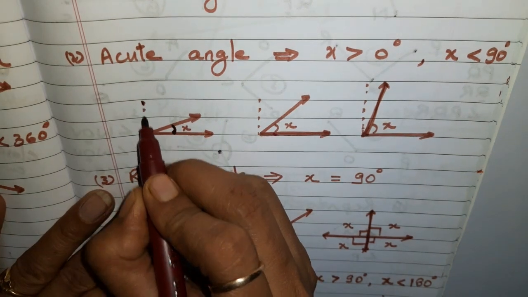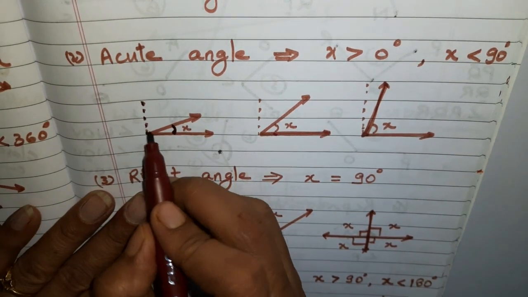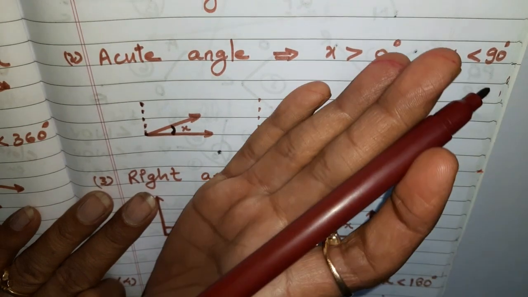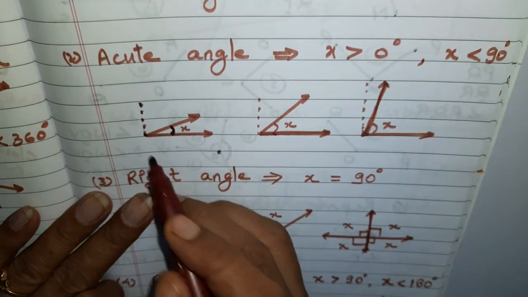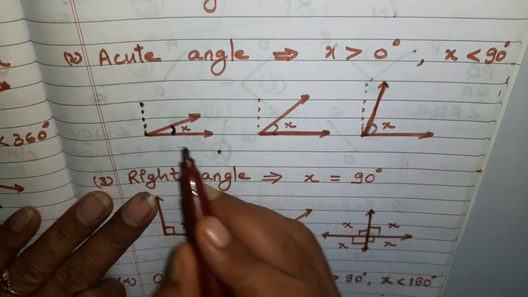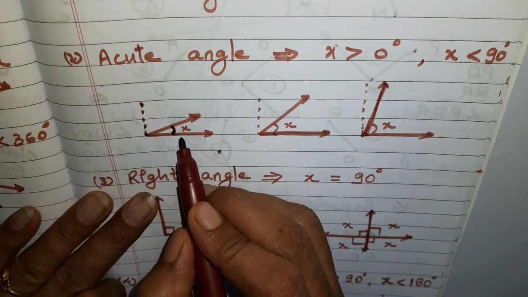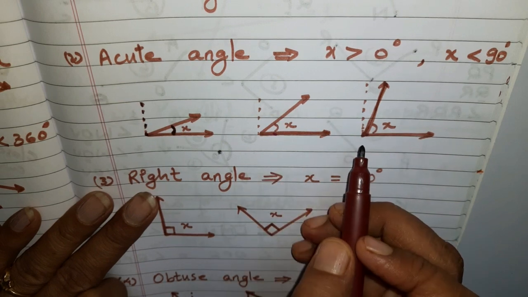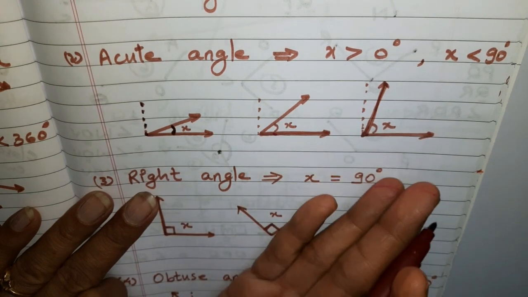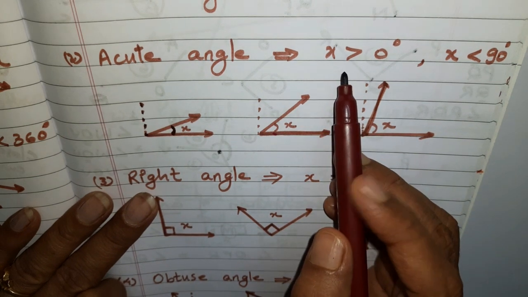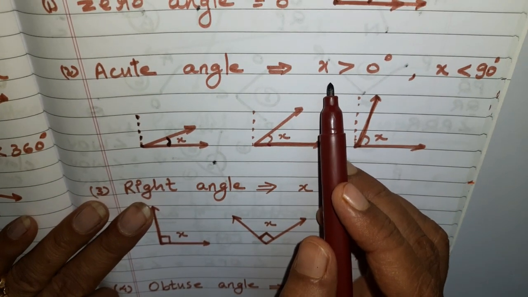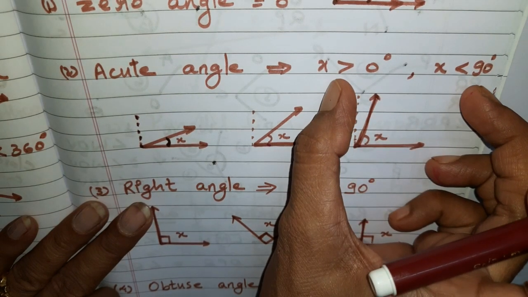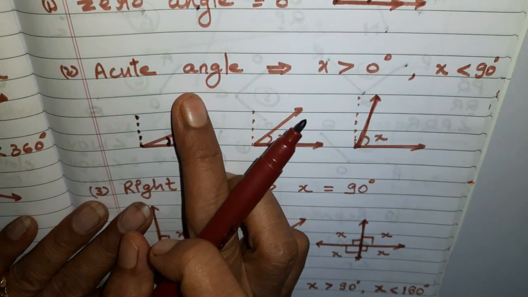You can see this dotted line is showing that it is 90 degrees. Out of these 90 degrees, these rays are a little bit smaller. It is very clear that this ray is forming an angle which is less than 90 degrees. In all three cases you can see that the angles are less than 90 degrees but greater than 0 degrees. That is why it is written that an acute angle is greater than 0 degrees but less than 90 degrees. So these two conditions hold together when we talk about acute angles.